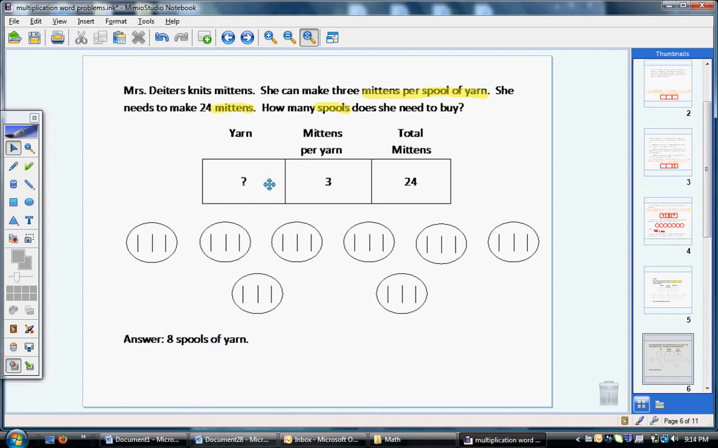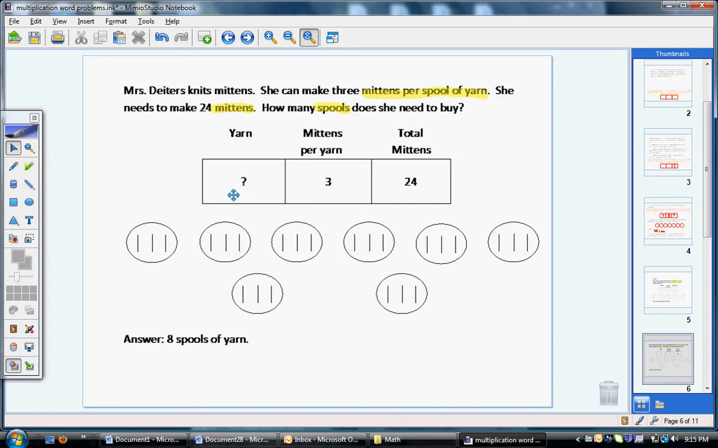Now I just have to say, does it make sense? I have 8 spools of yarn, and in each one of those I can get 3 mittens. When I multiply 8 times 3, I will definitely get 24, so I know it makes sense.